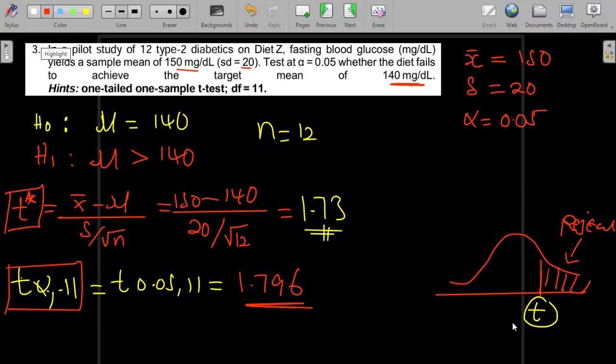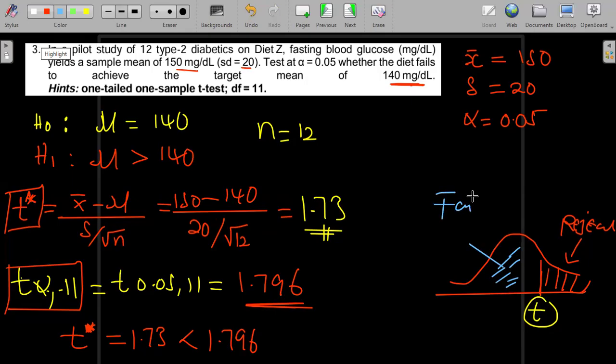So what do we see? We see that the t calculated, which is 1.73, is actually less than 1.796. So if it's less, where is it? Is it in the rejection region or fail to reject? If it's less than this value, then it's in this region here, and in this region we are failing to reject.